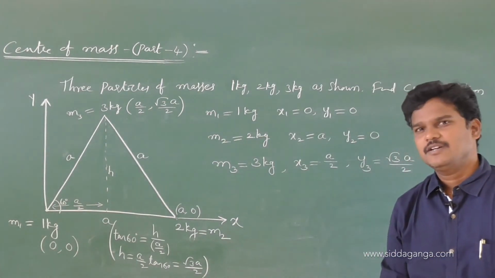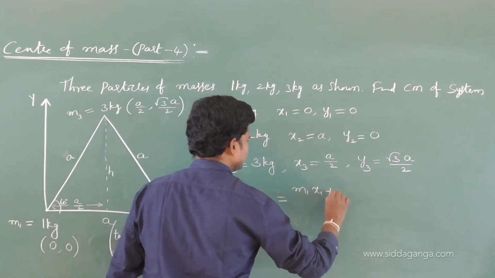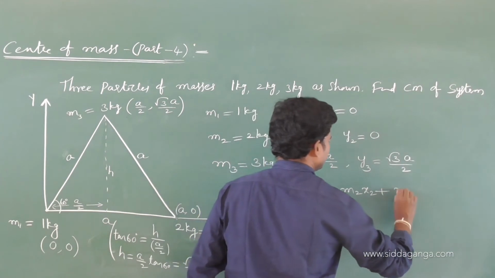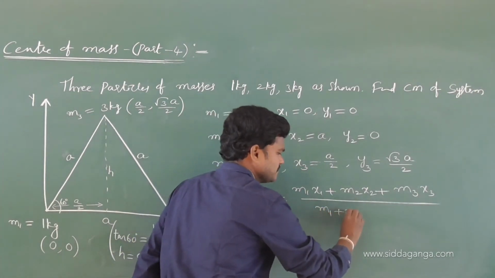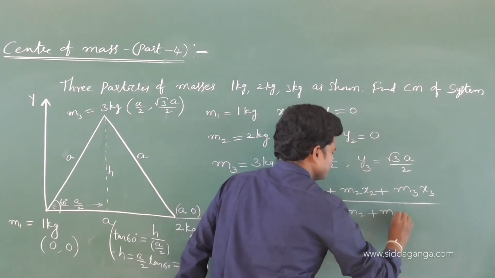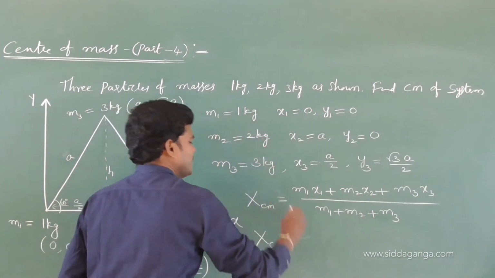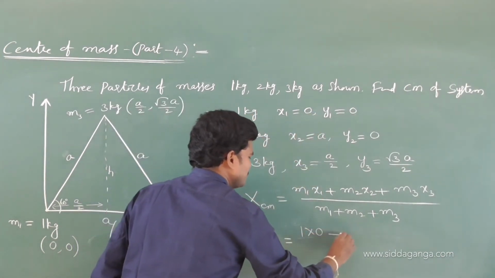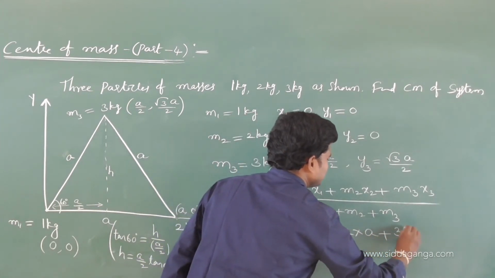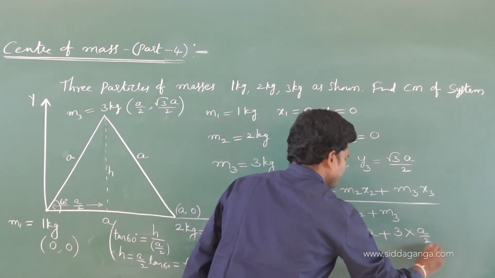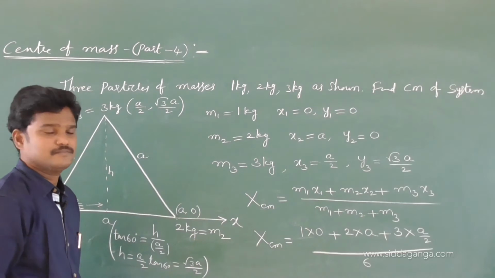Now, the target is to find out XCM, YCM. Anyhow we know the formula for XCM, so let me write the formula once. XCM is M1 X1 plus M2 X2 plus M3 X3 by M1 plus M2 plus M3. Now, M1 is 1 kg, X1 is 0, you substitute all these things, M2 is 2 kg, X2 is A, M3 is 3 kg, X3 is A by 2, by M1 plus M2 plus M3, 1 plus 2 plus 3, 6.